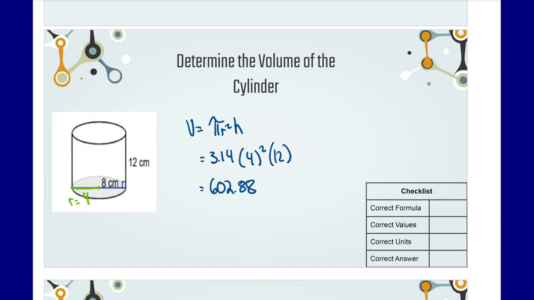And we do have a checklist that we can go through. Did we use the correct formula? Yes, we got it right from our formula sheet. Did we use the correct values? Yes, we found the radius and we plugged that in. The correct units. In this case, we are dealing with centimeters, but because it's volume, it's centimeters cubed. So we do have the correct units, and we can assume that it is the correct answer. We did our calculations correctly. We followed order of operations.